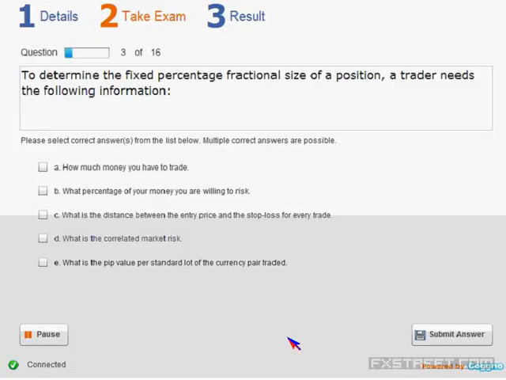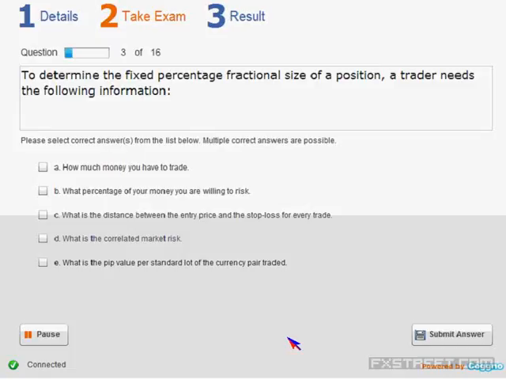It says, to determine the fixed percentage fractional size of a position, a trader needs the following information. A, how much money you have to trade? B, what percentage of your money you are willing to risk? C, what is the distance between the entry price and the stop loss for every trade? D, what is the correlated market risk? And E, what is the pip value per standard lot of the currency pair traded?